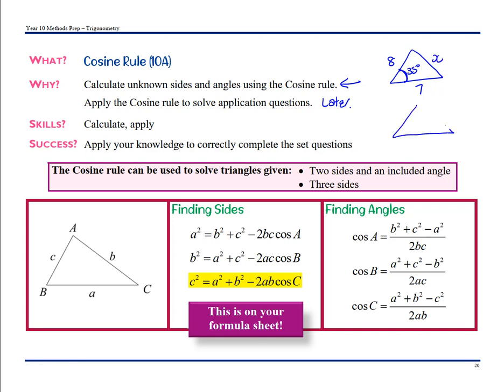The other option is you have all three sides. I don't know, maybe you have something like that, and you want to find an angle. And in this case, you could find any of the three angles.